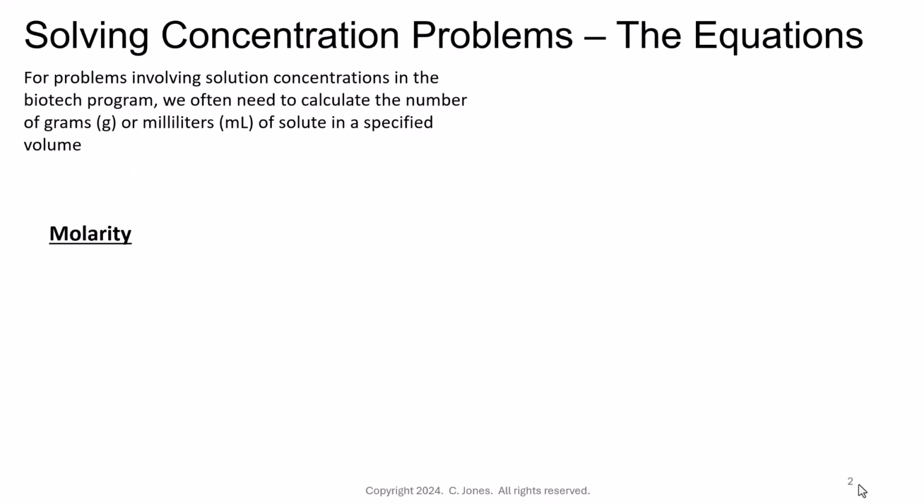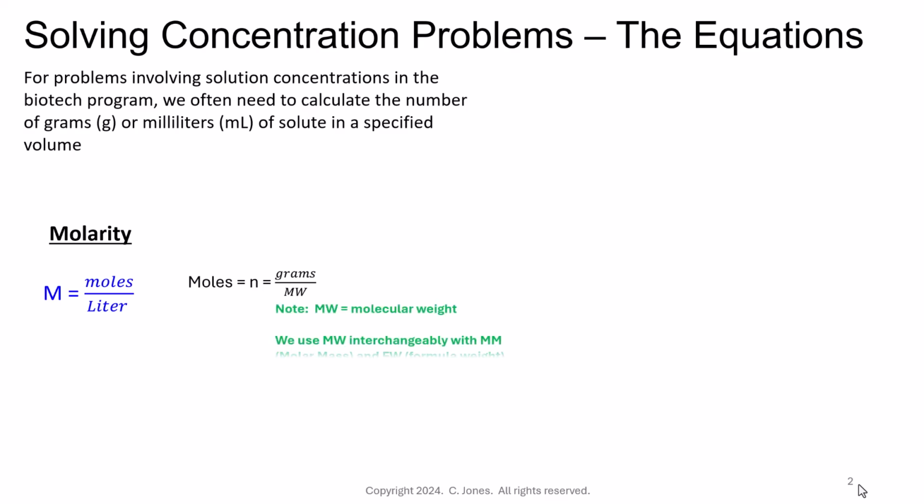So let's look at the equations that you would use to do the types of calculations that we need to do. The idea here is that once you identify which version of concentration you need to use, molarity, percentage, or mass per volume, then this is the equation that you can apply. So for molarity, remember, molarity is defined as moles per liter, and moles is given by grams divided by molecular weight. Moles is given by the lowercase n. MW is molecular weight.